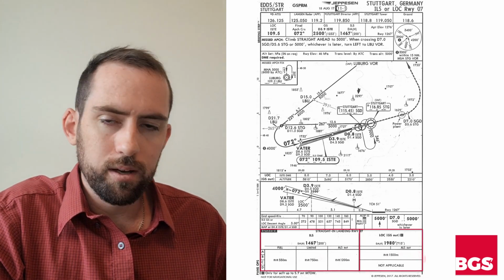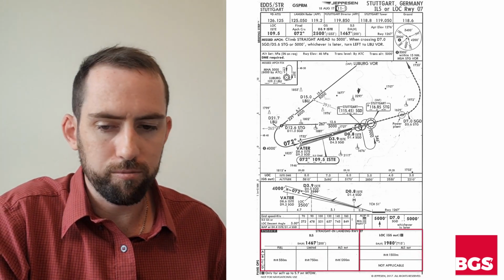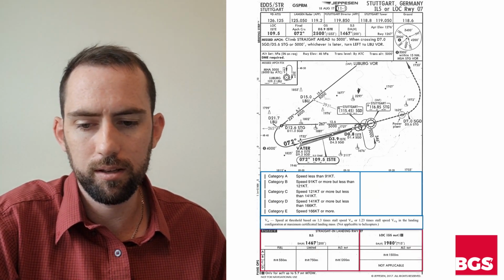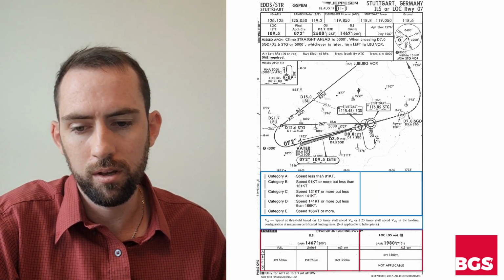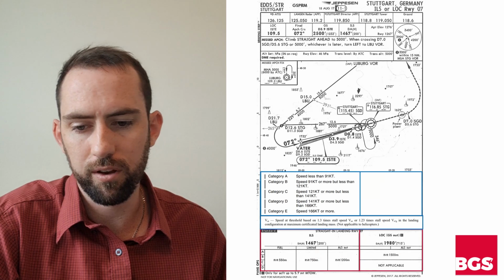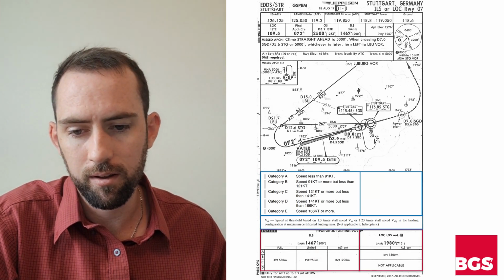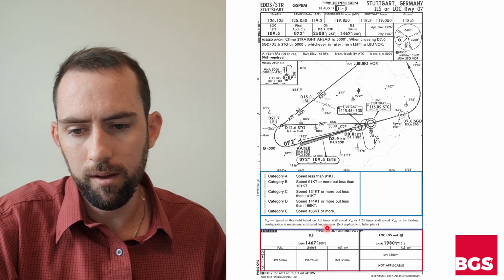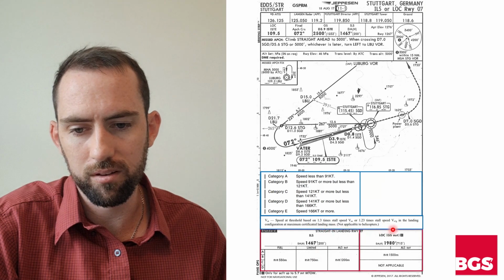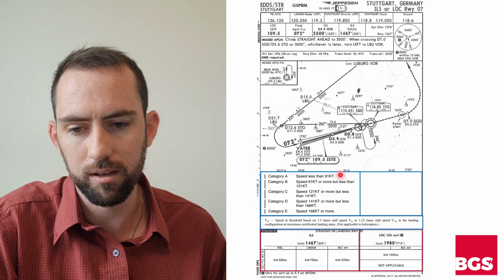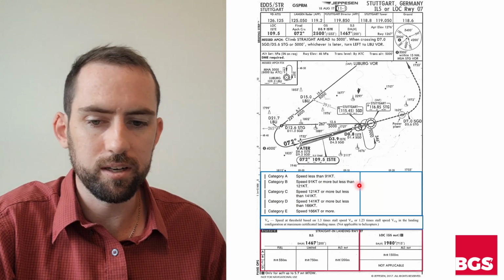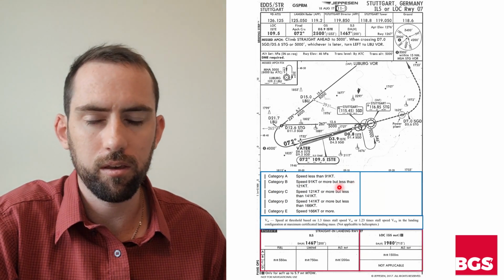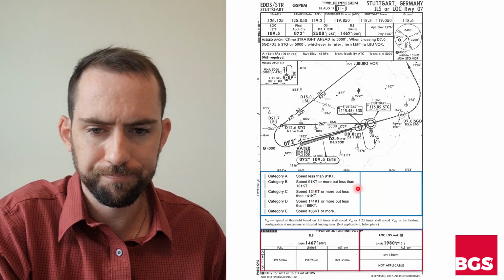Now, what approach category would my aircraft be in? Well, that's going to be dependent on your indicated airspeed at the threshold in your landing configuration at max certified landing mass. I'm not going to go into that too much, but I've put the information on the screen for you there. And then you've got your category A here with a speed of less than 91 knots, and then category B will be between 90 knots or more, but less than 121 knots. I think you get the idea of that.